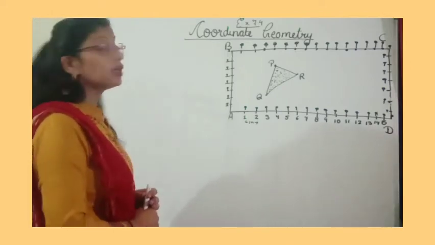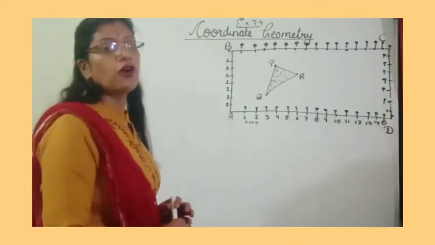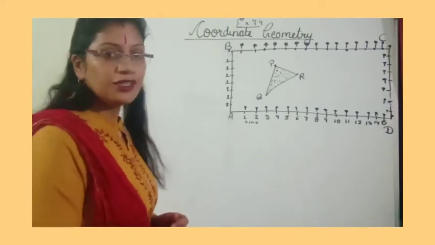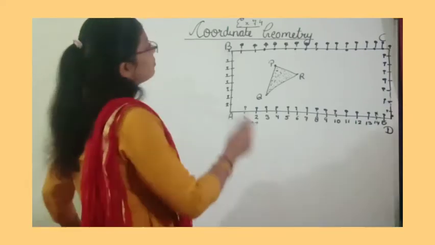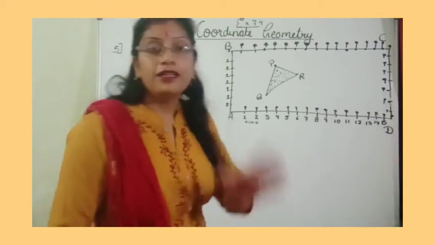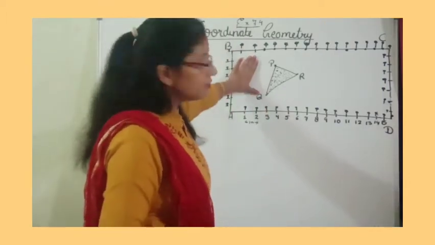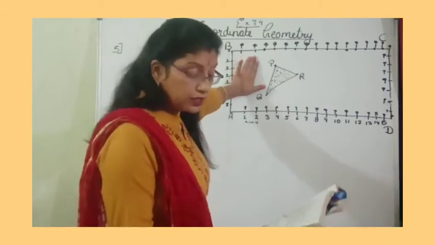Today we are going to start question number 5 of exercise 7.4. So let us start today's question. What is given to you in question number 5? A 10th class students were given a farming land. So this is the farming land. It is given to you. I will read the question.